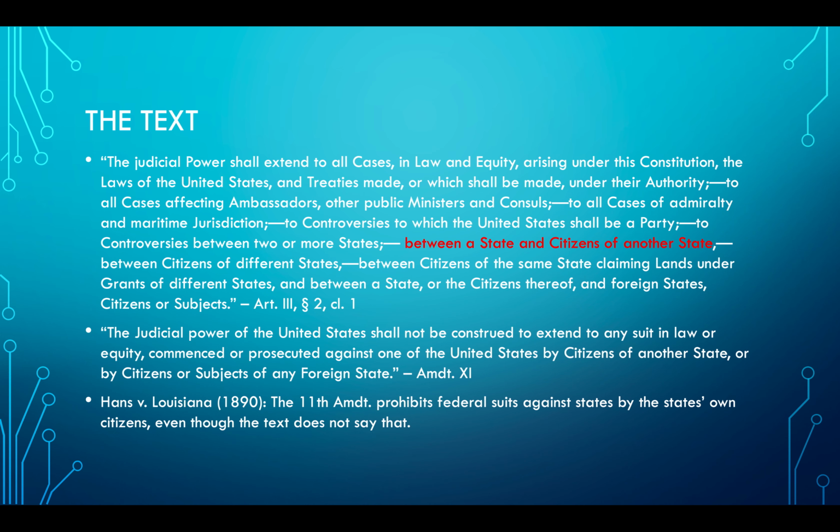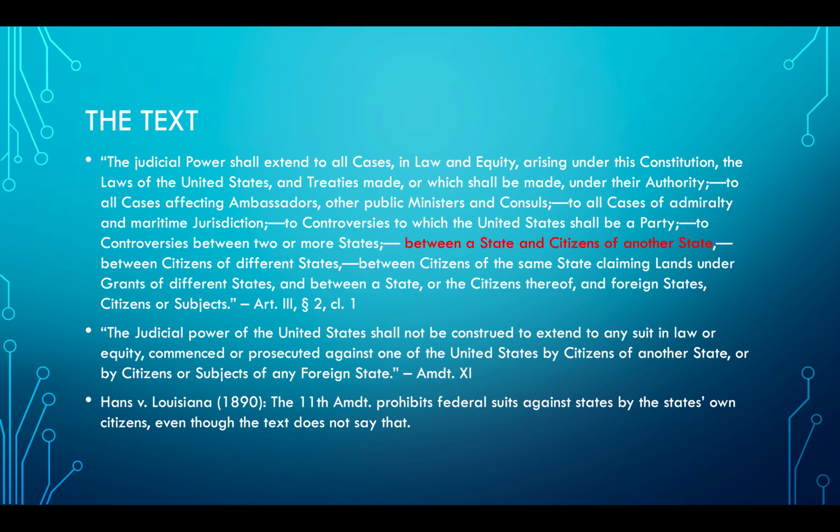And if you look at it, the 11th Amendment doesn't seem to prohibit that sort of suit. It says the judicial power shall not be construed to extend to any suit in law or equity commenced or prosecuted against one of the United States. So far, it looks like Hans's suit is a suit commenced or prosecuted against one of the United States. But then the 11th Amendment says by citizens of another state, or citizens or subjects of a foreign state. But Hans was not a citizen of another state or a citizen of a foreign state. He was a citizen of Louisiana. So by its terms, the 11th Amendment should not have prohibited Hans's suit.